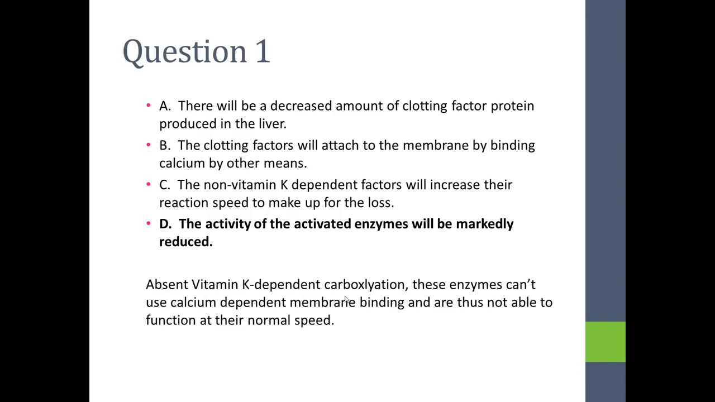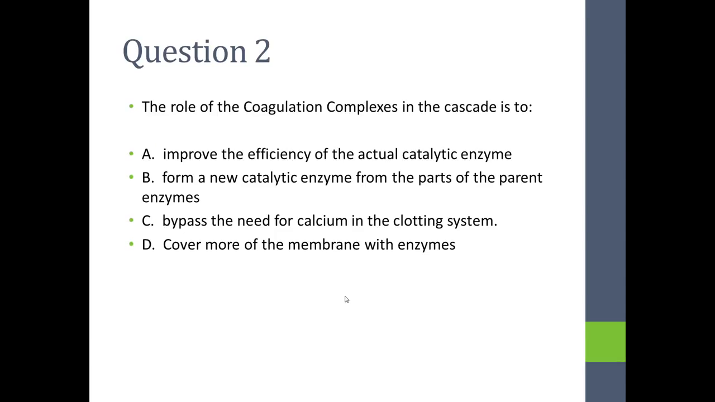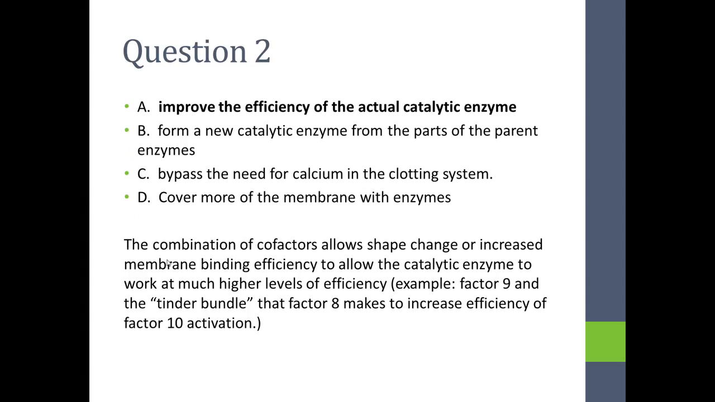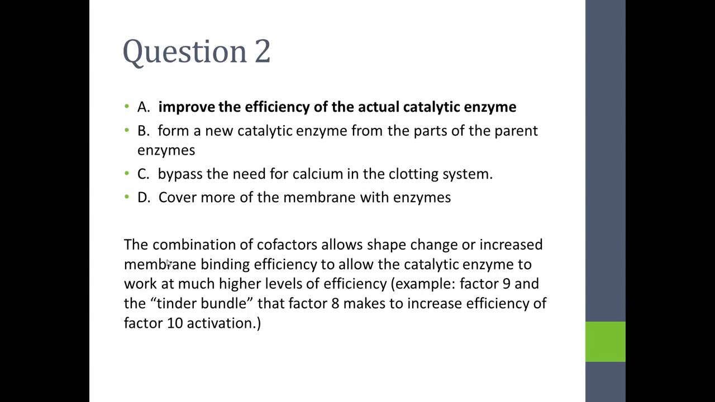Okay, next question. The role of the coagulation complexes in the cascade is to A. Improve the efficiency of the actual catalytic enzyme. B. Form new catalytic enzyme from the parts of parent enzymes. C. Bypass the need for calcium in the clotting system. Or D. Cover more of the membrane with enzymes. And the answer is A. To improve the efficiency of the actual catalytic enzyme.